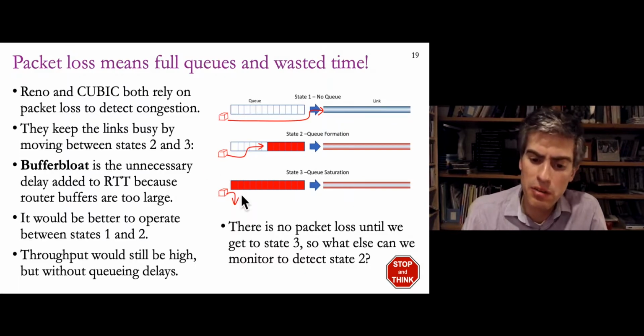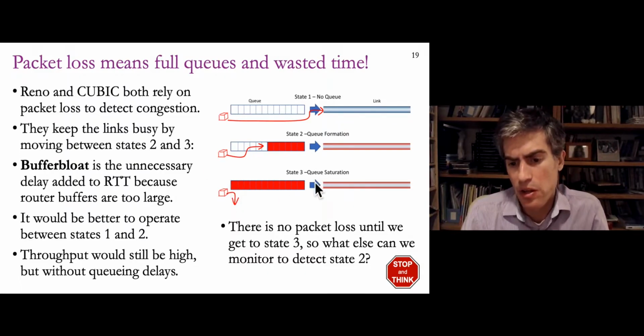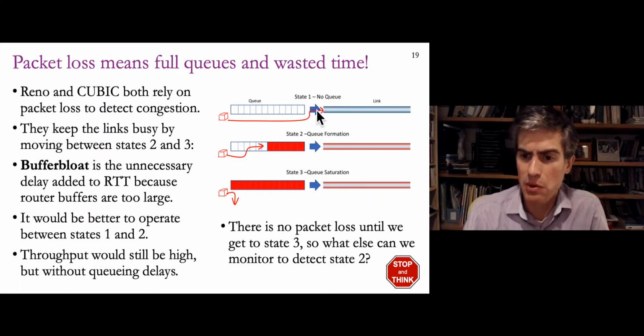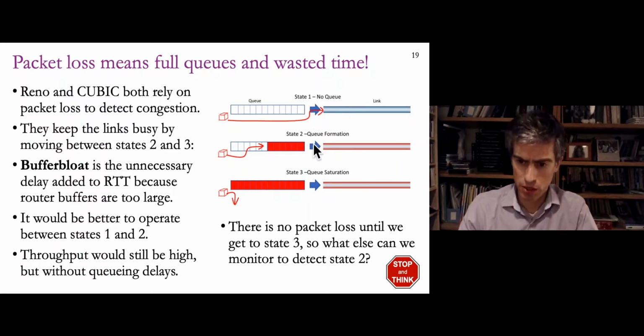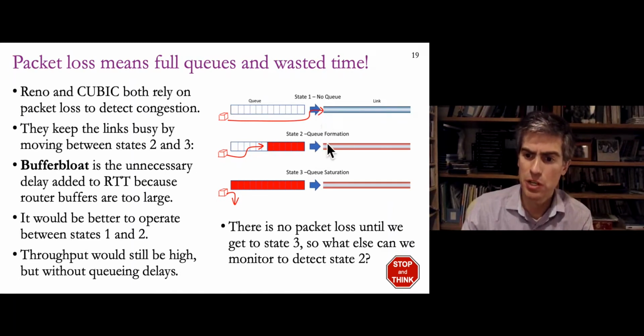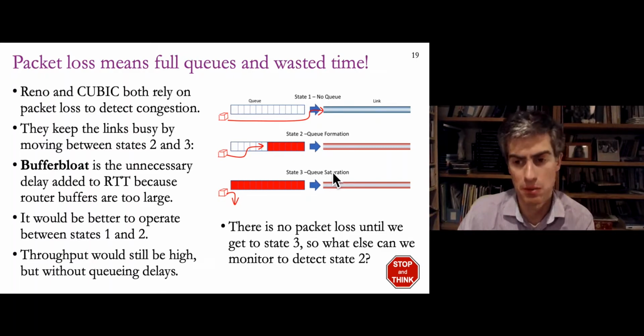Instead of waiting for packet loss, what can we monitor to try to detect that we moved into state 2? What we want to do is send at a rate that keeps us in state 1 until we get into state 2, and then at that point slow down so we get back into state 1, and at that point start to increase. We want to kind of bump between 1 and 2 instead of 2 and 3. How would you do that? Please stop and think about that. See what you can come up with.